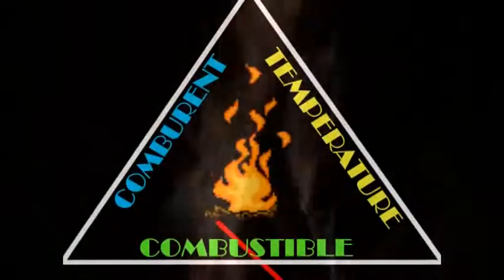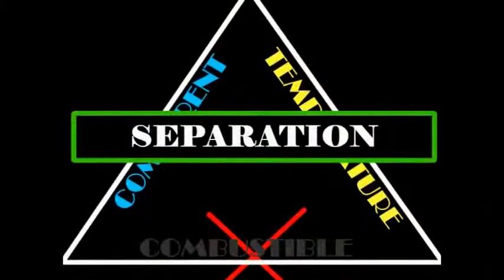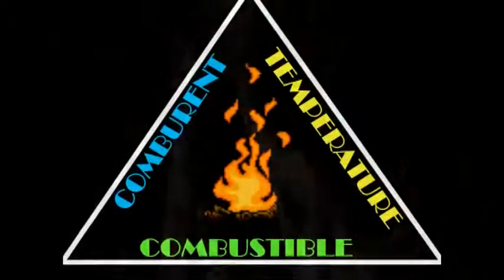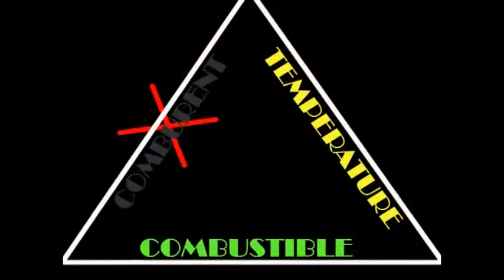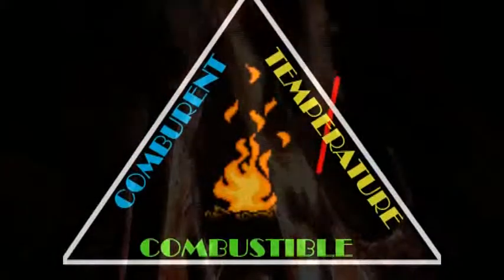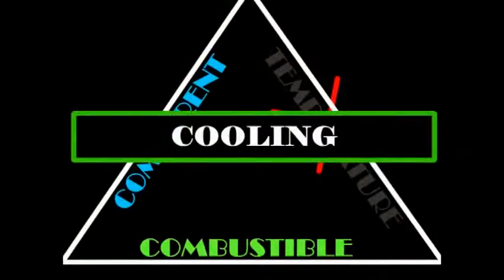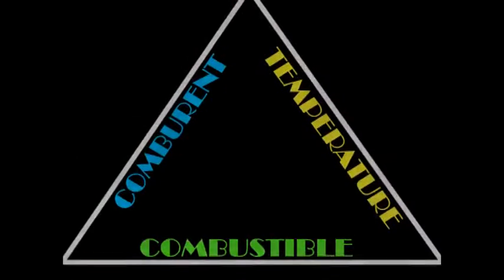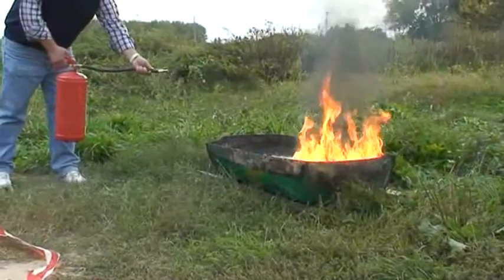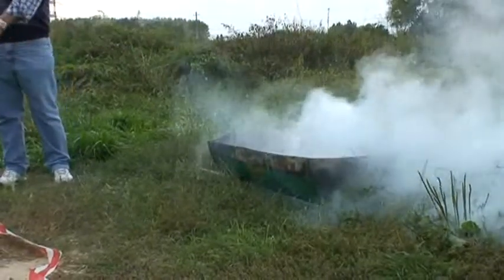To put out a fire, it is possible to eliminate the combustible agent. This action is known as separation. Acting on the comburant, or preventing the direct contact between combustible and oxygen, is known as smothering. Decreasing the temperature to a level below that required to light the material, we will extinguish the fire by an action known as cooling.